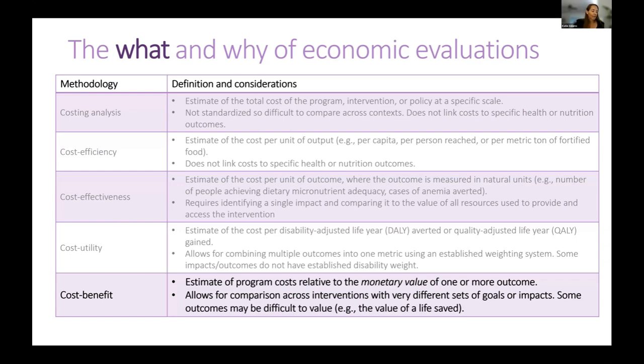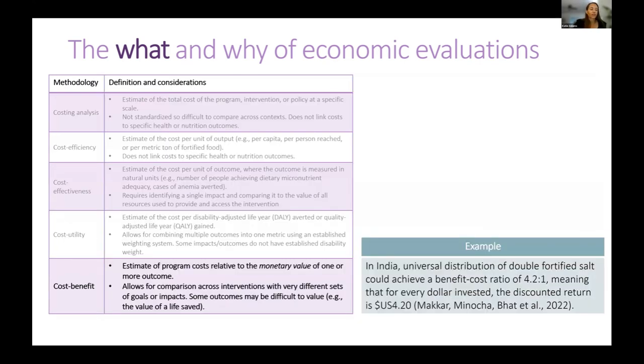And then as an example of cost benefit, this is the result of a study that used a cost benefit framework in the context of double fortified salt in India. And they estimated that universal distribution of double fortified salt could achieve a benefit cost ratio of 4.2, meaning that for every dollar invested, the discounted return would be $4.